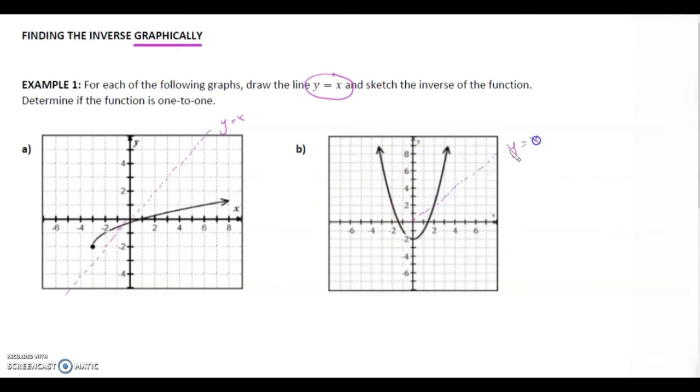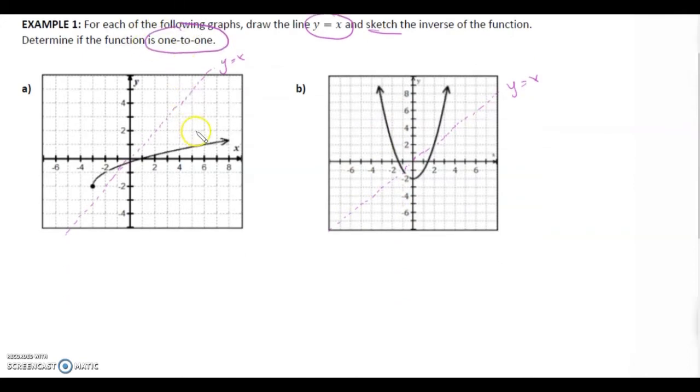Depending on how your scale looks, if it's wider or whatever, that line y equals x is going to look a little bit differently shifted, but that's okay, as long as it's accurate on your scale. Now what we're going to do is sketch the inverse function, and then determine if it's one-to-one. So I'm going to locate, just for simplicity, some x and y values on the original: (-3, -2), (-2, -1), (1, 0), and (6, 1).